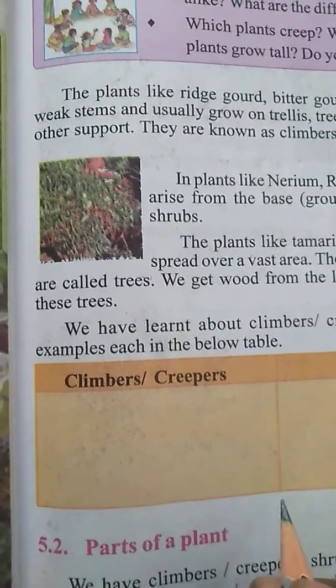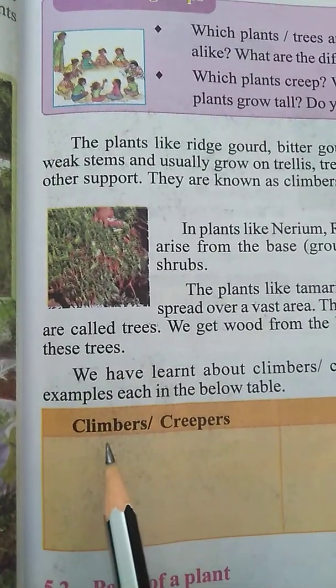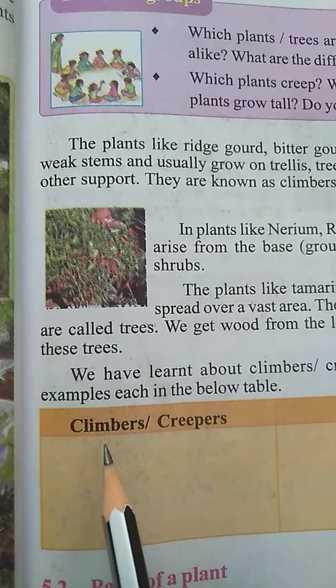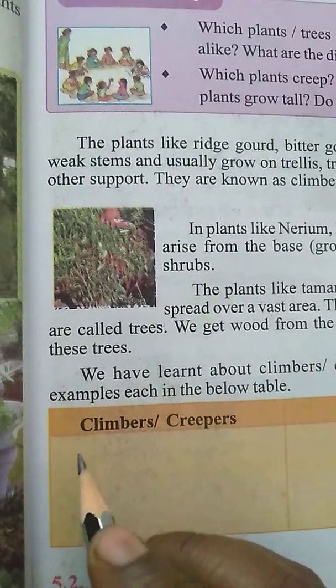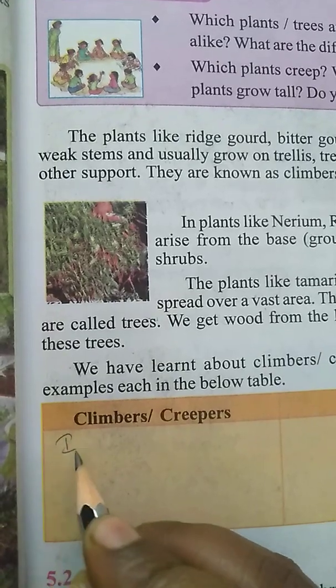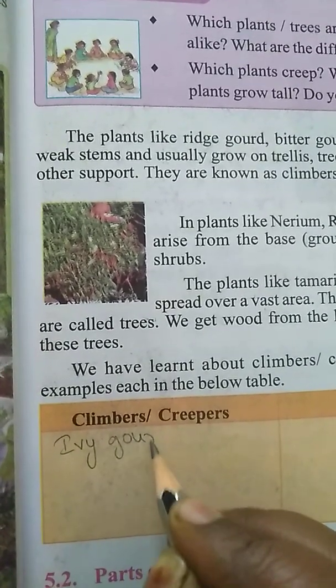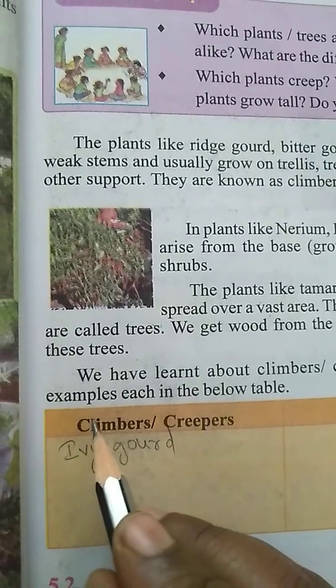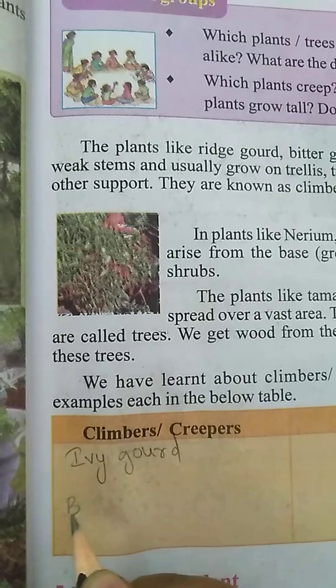Now let's write the 2 examples of climbers. Climbers means which need support to climb. What are the climbers? Ivy gourd. Ivy gourd is an example of a climber. Ivy gourd means dandakaya.